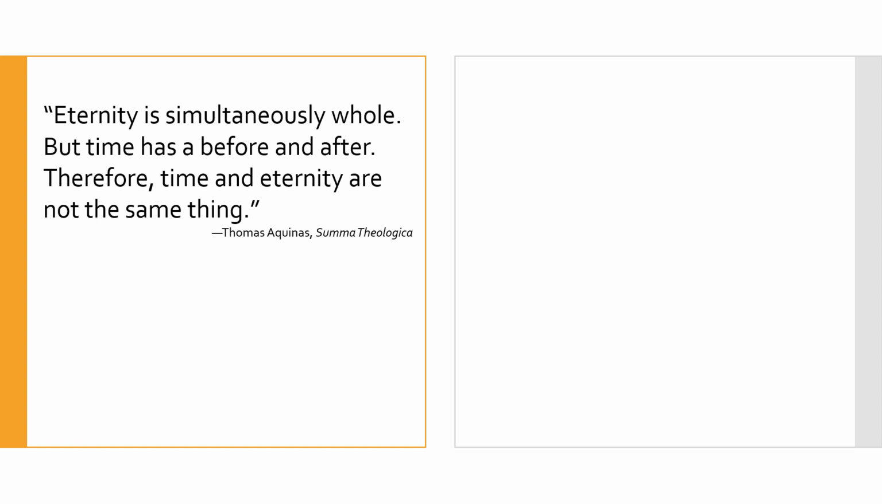He says, eternity is simultaneously whole, but time has a before and after, and therefore time and eternity are not the same thing. Our job here is to take this argument and convert it into a standard form syllogism devoid of actual content, where letters are simply acting as placeholders for actual terms. And of course, a good starting point is going to be, if you can, to find your conclusion. The conclusion, very nicely identified for you by the therefore, says time and eternity are not the same thing.